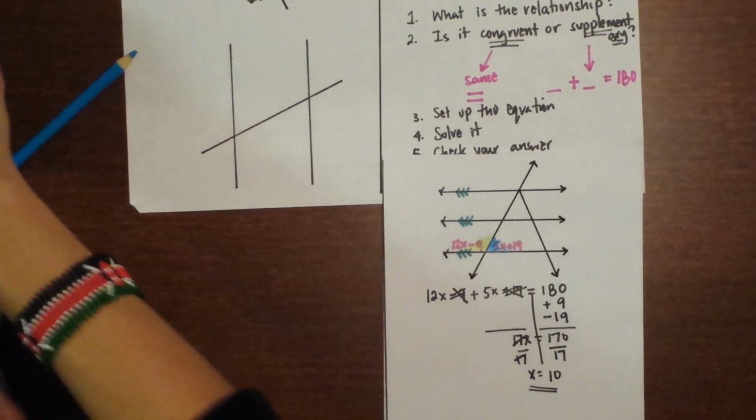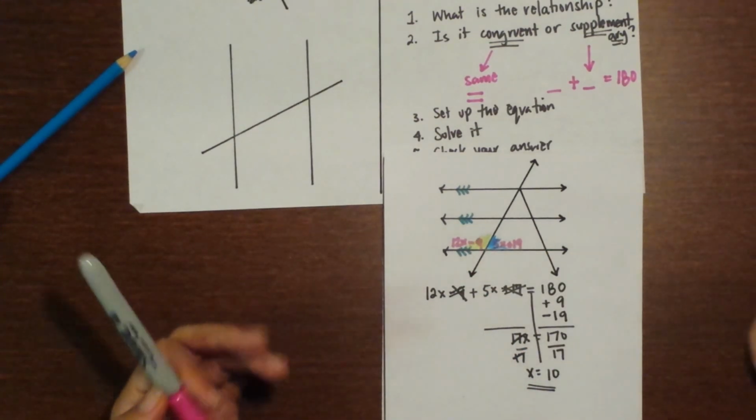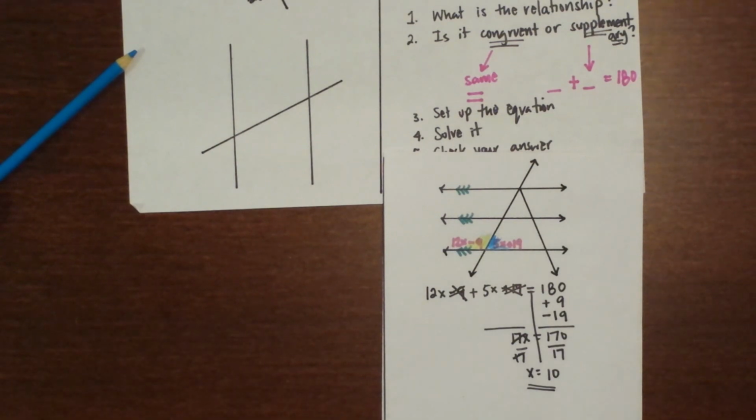But sometimes in the EOC, again, like I said before, they're going to ask you for one of the angles. All right, so you'd have to know what one of the angles is. So I'm going to go ahead and check my answer by simply plugging it back into my original question.